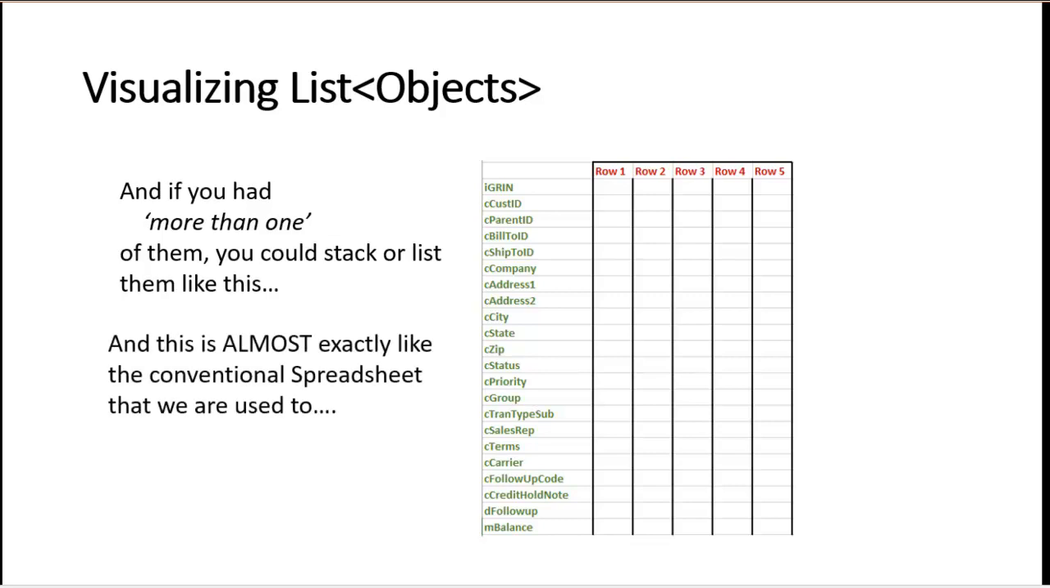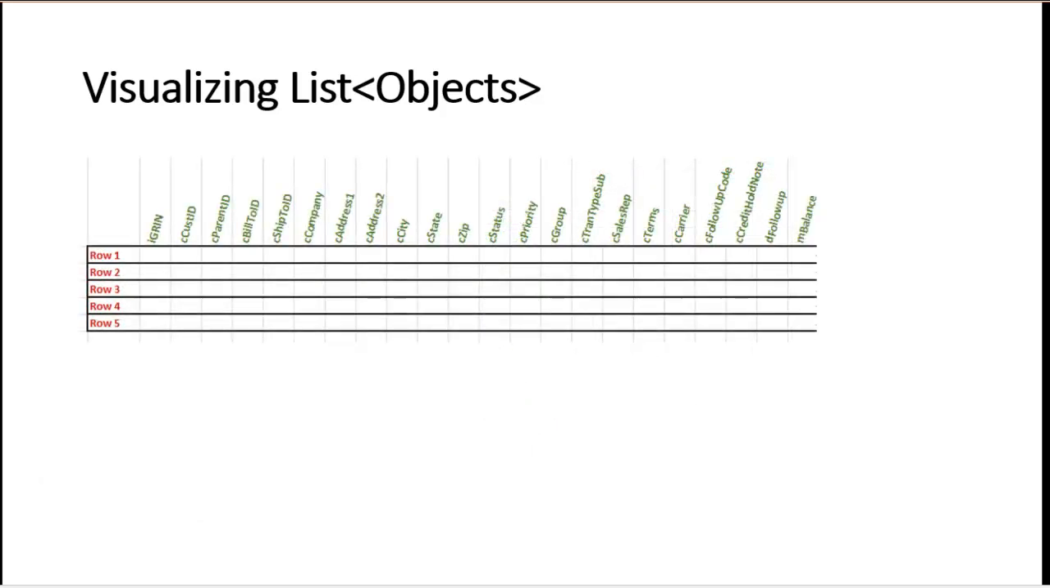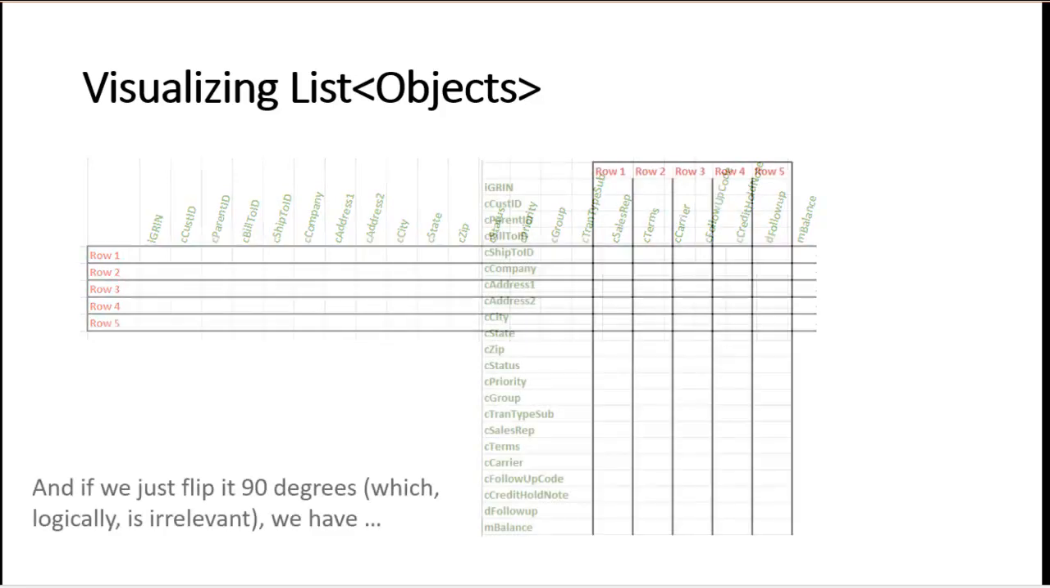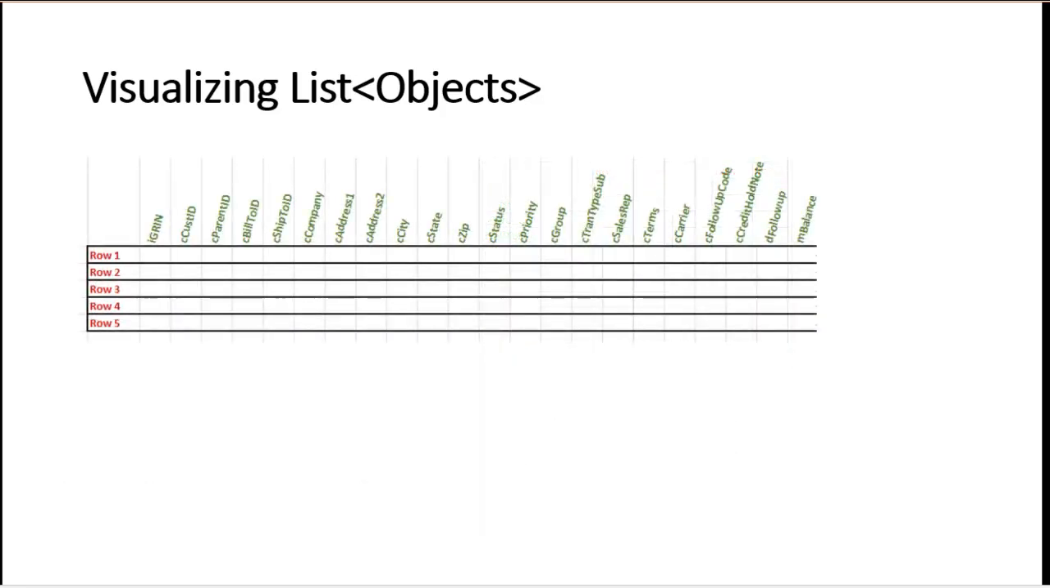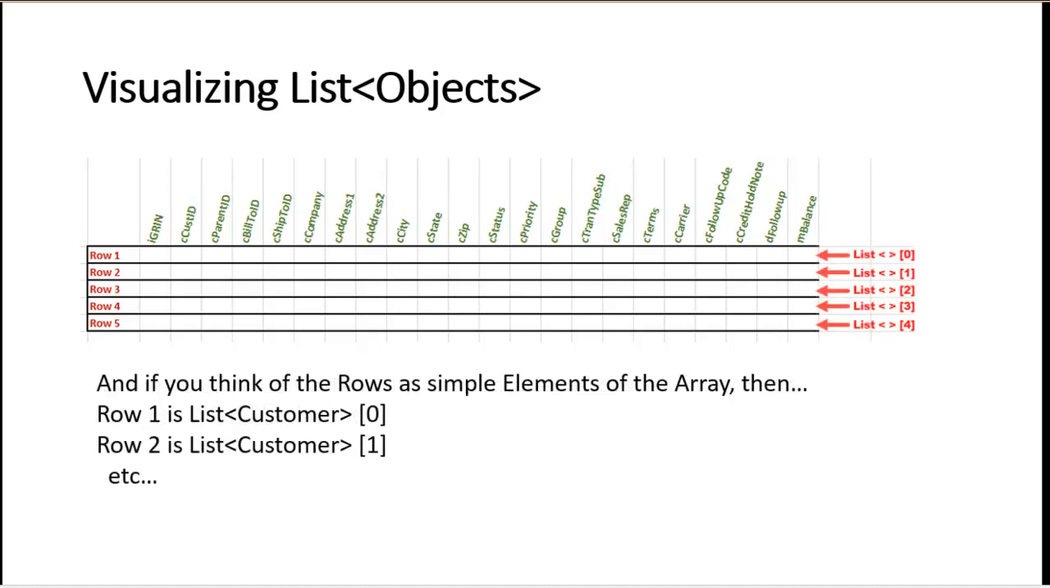Now, this is almost exactly like a conventional spreadsheet that we're used to, if we just flip it 90 degrees, which logically is irrelevant. It doesn't matter logically whether the rows are columns or the columns are rows. And so you get something like this. So before, after, same thing, right? Good. Now, this is just what we did after we rotated it 90 degrees. Same old data as we always had before.